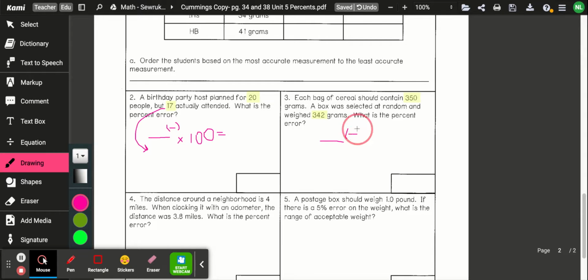I'm putting a minus sign here so you remember that you have to subtract those two numbers and put it on the top. The box actually weighed 342 grams. That's what you have to put here. And then you will times it by 100 to see what you actually get.